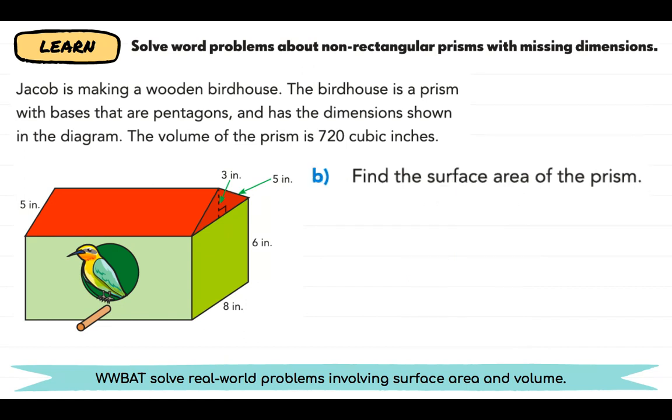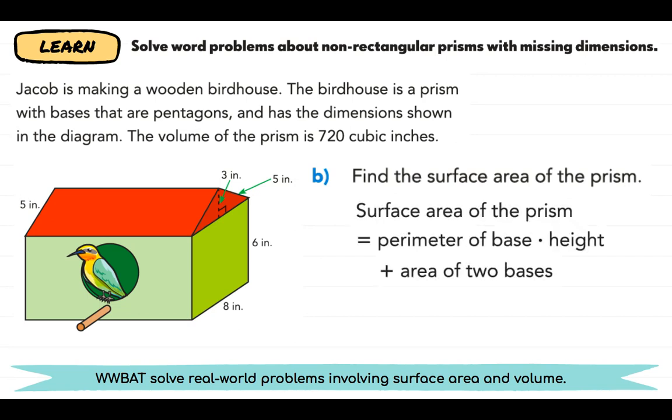Now that we know the height of the prism, we have everything we need in order to find the surface area of the prism. Now notice that this prism is different from what we're used to. It has 7 sides in total. So we can use the new formula.